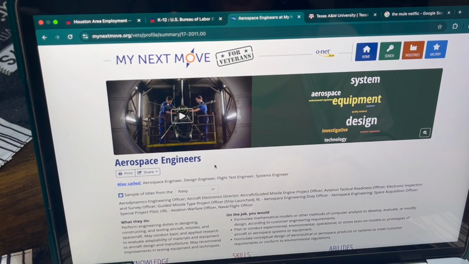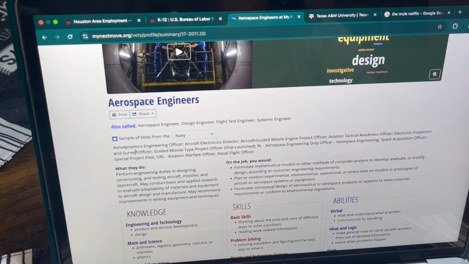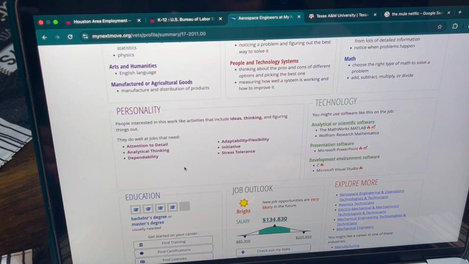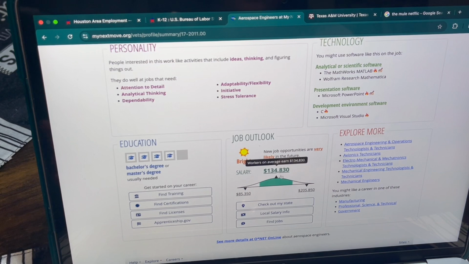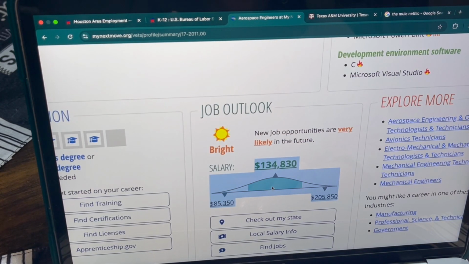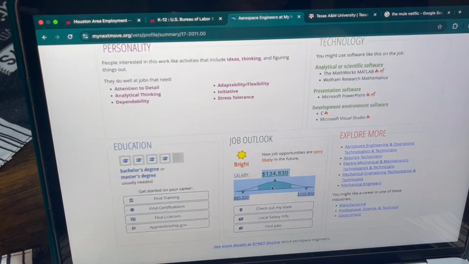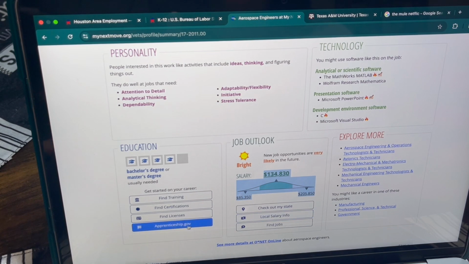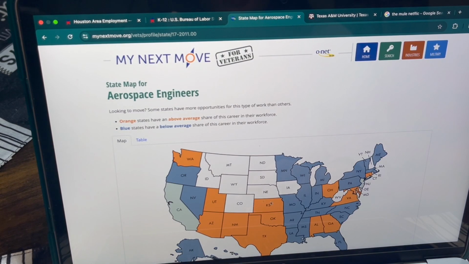aerospace engineer for veterans, and this is for the Navy. And so I just say it's aerodynamics engineering officer, director, missile engine project officer, and it names a bunch of what they do, knowledge, skills, abilities, personality, technology, job outlook as well. Dang, if I was good at this, yeah, but look, that's cool. And you can even find out training, certifications, license, apprenticeships. Check out my state. This is awesome.